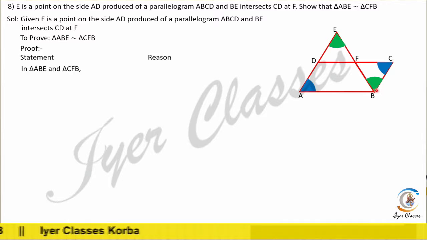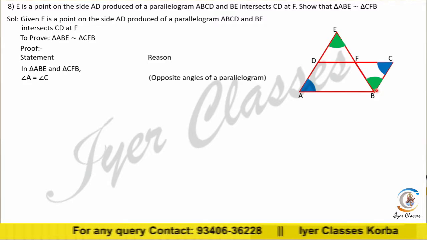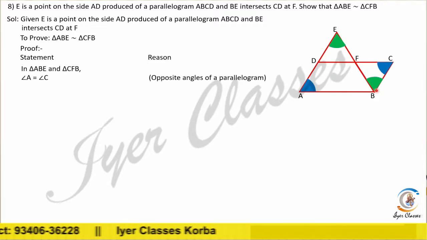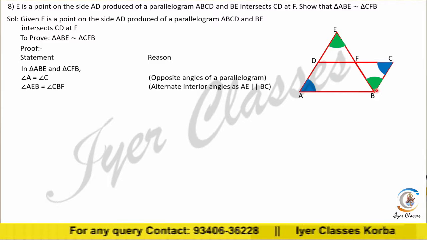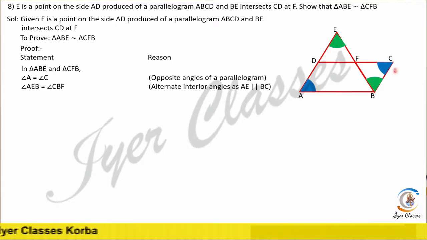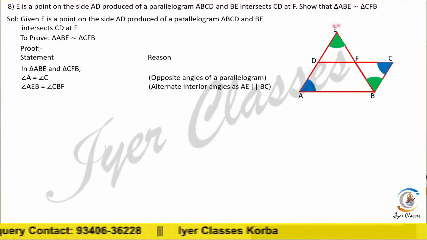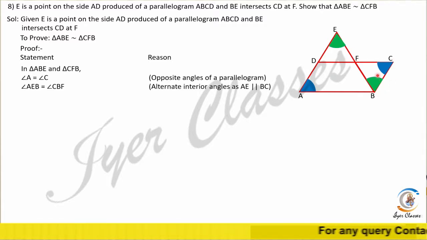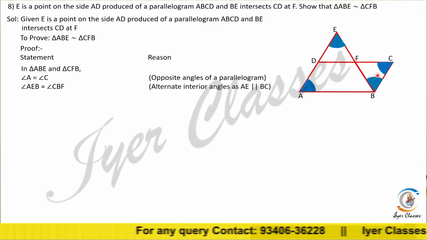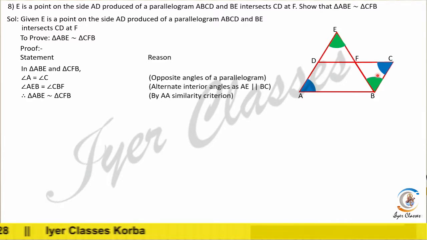For this, let us consider triangle ABE and triangle CFB. You are given that angle A will be equal to angle C. Why? ABCD is a parallelogram and opposite angles of a parallelogram are equal. And angle AEB and angle CBF are also equal, being alternate angles, because AD and this side BC are parallel, so AE and BC also will be parallel, and the green angles are alternate angles, so they will be equal. So these two triangles are similar by AA criterion, hence proved.